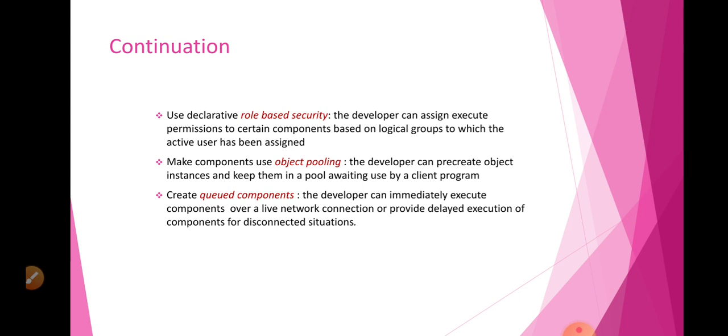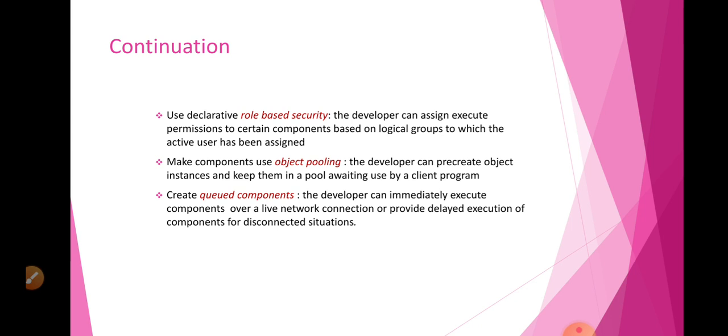The developer can assign execute permission to certain components based on logical groups to which the active user has been assigned. Next, make components use of object pooling. What is an object pool? Pool means collection. The developer can pre-create object instances and keep them in a pool awaiting use by a client program. That means we can create many objects and store them in a pool. After that, the client may call the object from the object pool anytime.